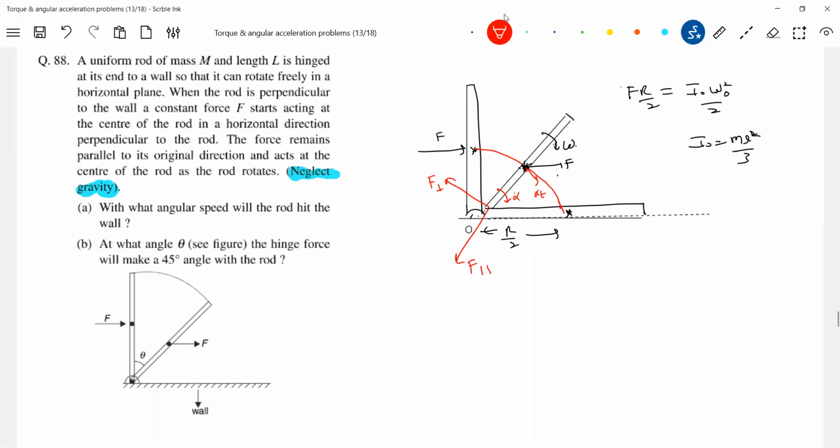Then what you should do here is resolve again A normal. So a tangential acceleration will come, and here A normal will come. Write all the equations. Earlier, I think we have discussed one of the problems. At what angle theta will the hinge force make an angle of 45 degrees with the rod? So the resultant of that should make 45 degrees with the rod.